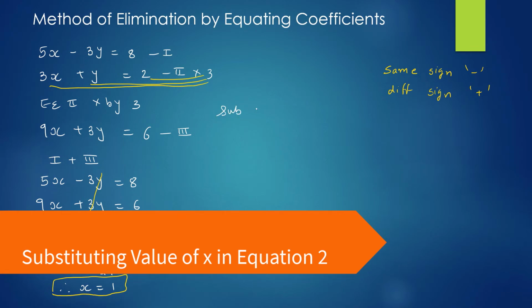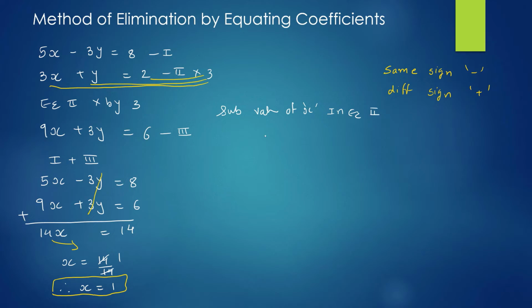So substitute the value of x in equation 2. Equation 2 is 3x plus y equal to 2. The value of x we found is 1, so 3 times 1 plus y equal to 2. 3 ones are 3 plus y equal to 2.